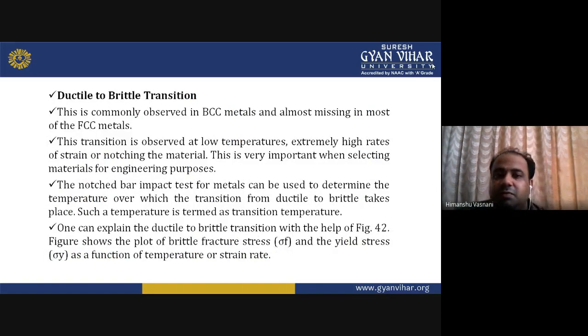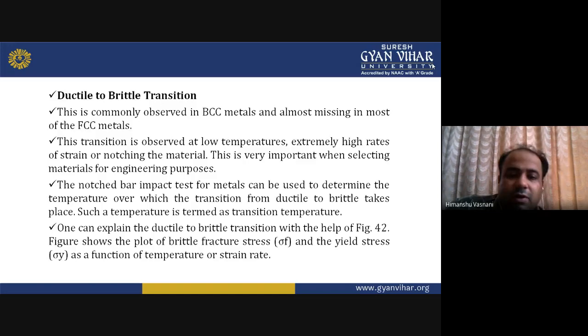Now, ductile to brittle transition. This is also very important, that's why we have to discuss this also. This is commonly observed in BCC metals and almost missing in most FCC metals. BCC is body-centered cubic structured metals, and FCC is face-centered cubic structure. Okay, this transition is observed at low temperatures and extremely high rates of strain on notching the material. This is very important when selecting materials for engineering purposes.